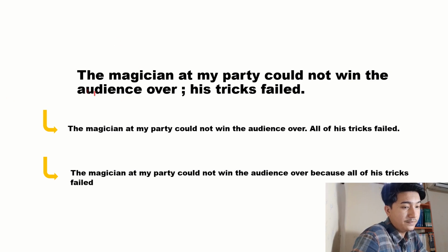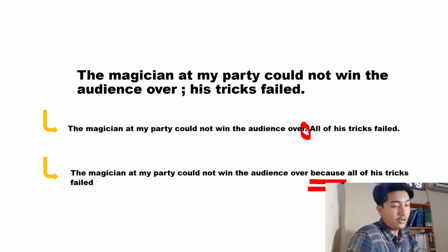There is an example. The magicians at my party could not win the audience over; his tricks failed. This sentence could have been two sentences. The magicians at my party could not win the audience over. All of his tricks failed. The second one, the magicians at my party could not win the audience over because all of his tricks failed.